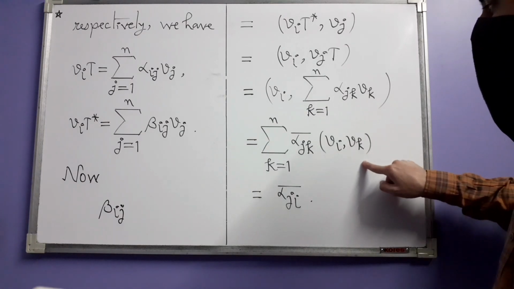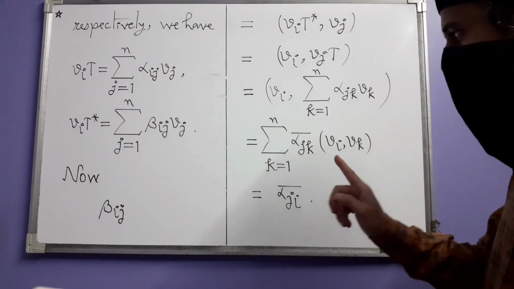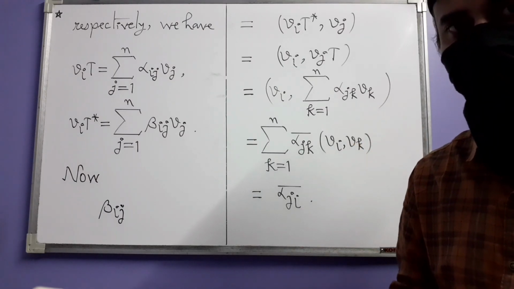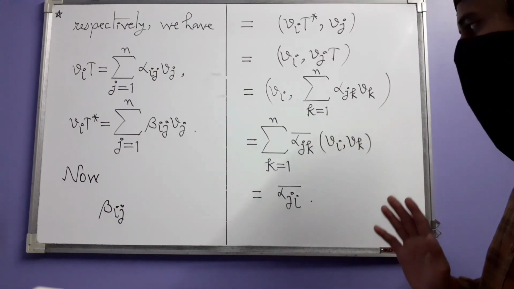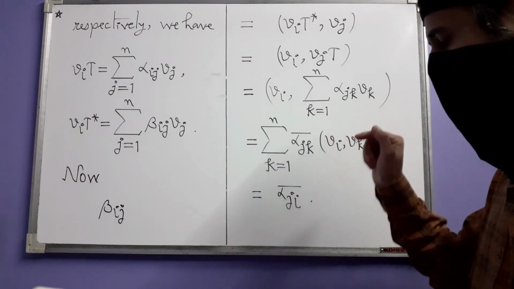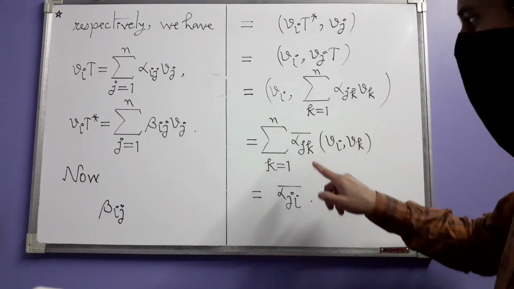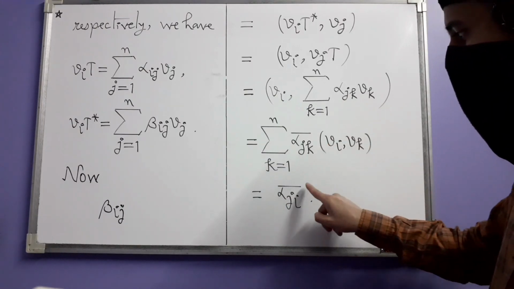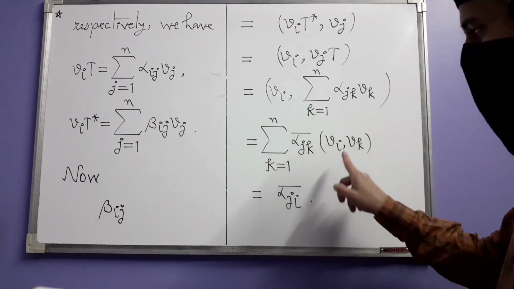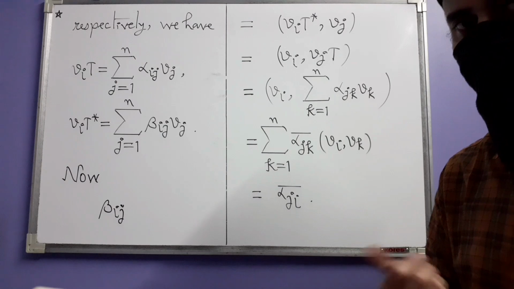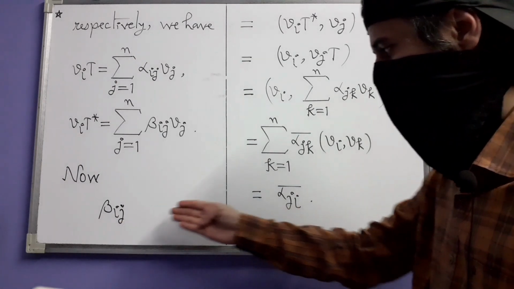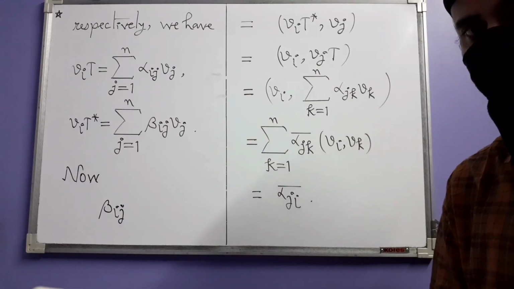So this inner product will be 1 precisely when v_i and v_k are the same. That means i is equal to k. The other inner products will be 0. So that means in this sum, only one term survives, which corresponds to k equal to i. So that is how you have alpha_ji bar times 1, which is what remains. So that's it, that's what we wanted to show: beta_ij is equal to alpha_ji bar.